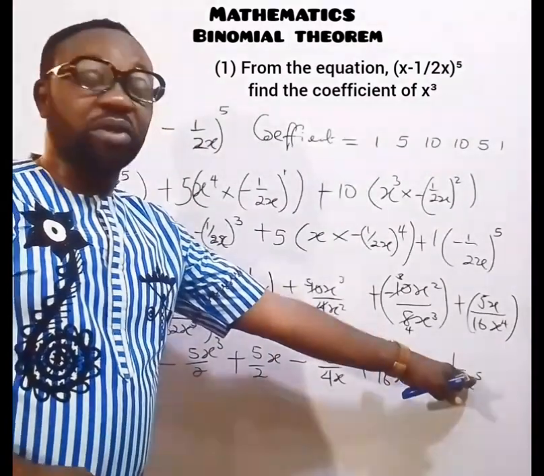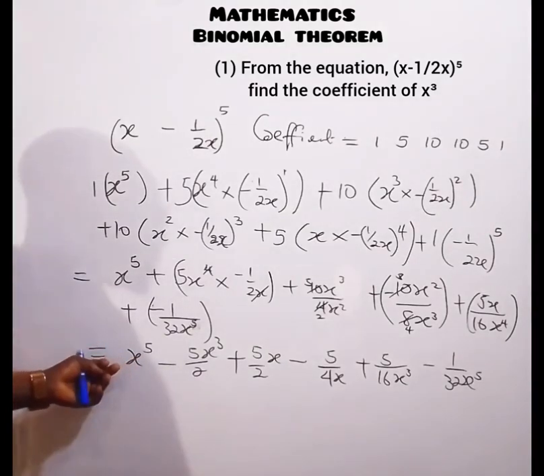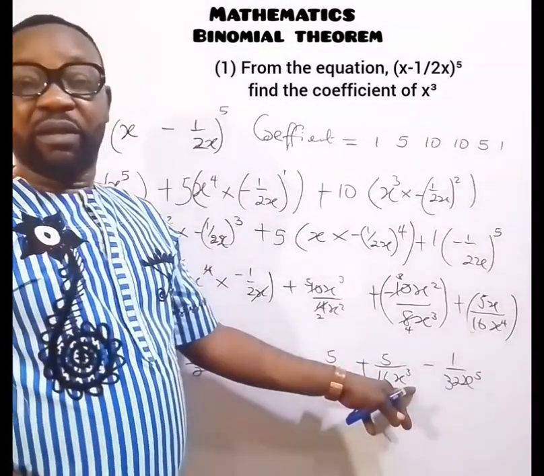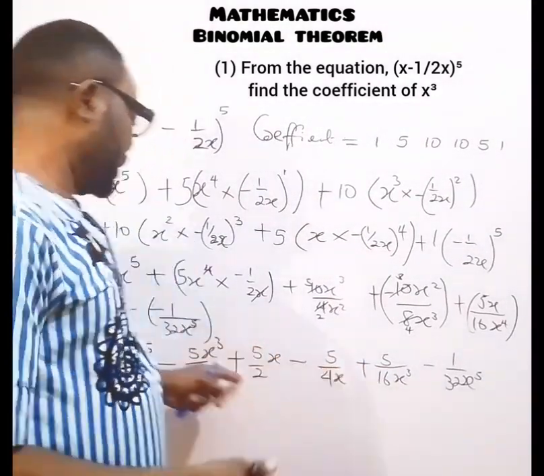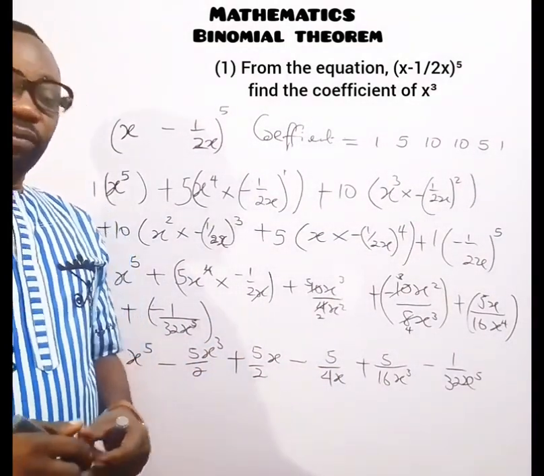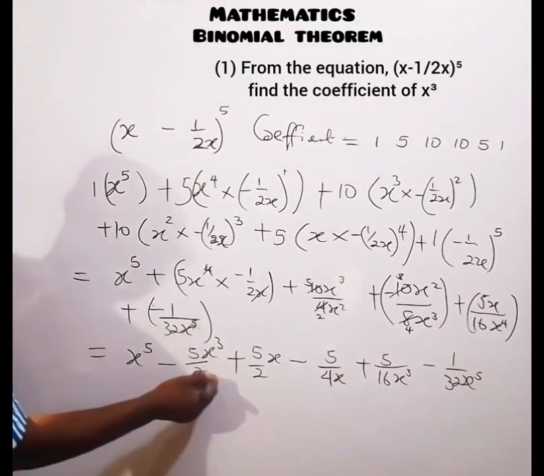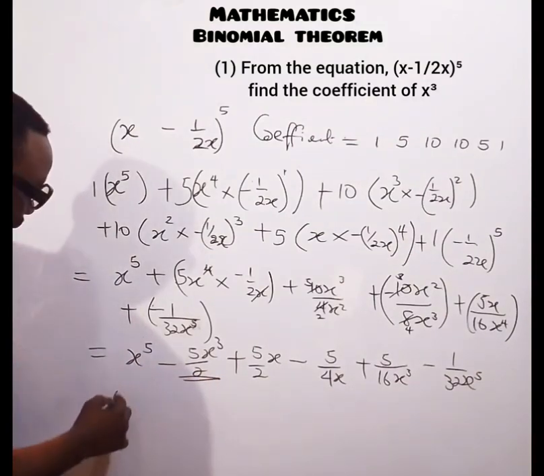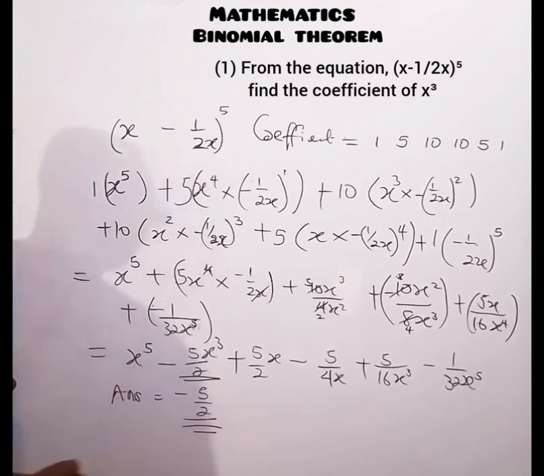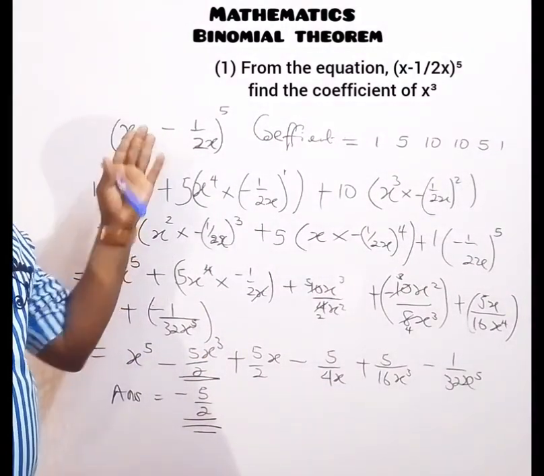At the end of the day, this one is going to resolve into 32 x raised to the power minus 5, whereas this is a positive x raised to the power of 5. And this one likewise is going to be negative x cubed, while this is x raised to the power of 3 itself. Now, the question that we are asked is that we should give the coefficient of x raised to the power of 3. If you look at it very well, this is the only value that gives us x raised to the power of 3. So the answer to our question is minus 5 over 2. This is the coefficient of x raised to the power of 3 in this expansion.